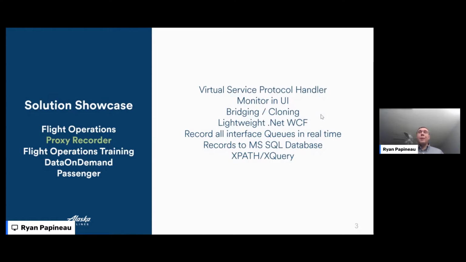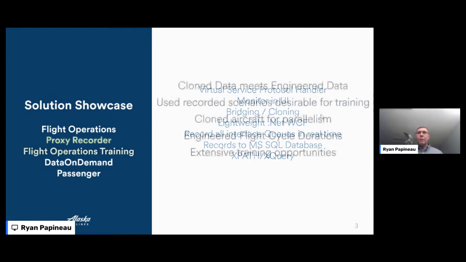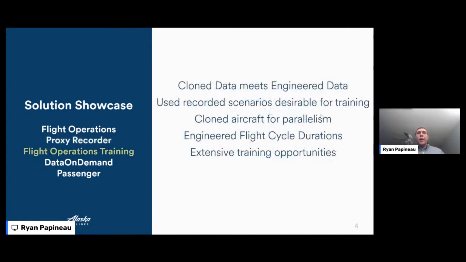Now that it's being recorded to a SQL database, we could use XPath and XQuery to analyze the data and then start to do this, I'll call it baby step, to get to engineered data by transforming it. Okay, so we now have this recording and playing back. Well, this next step is building on those transforms I was talking about.